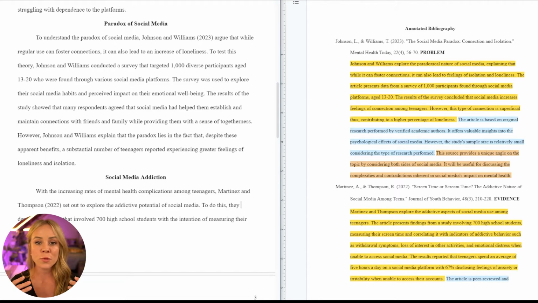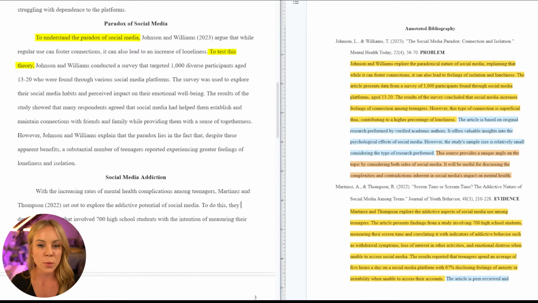Let's talk about how we fleshed out the annotation and we included that linking language. So fleshed out, this is where we're adding transitions, usually to the beginnings of sentences, so that way there is a logical connection between the independent thoughts and ideas. For example, these are going to be things like, to understand the paradox of social media, to test this theory. We have a few of those within here, again, just to make the paragraph more fluid.